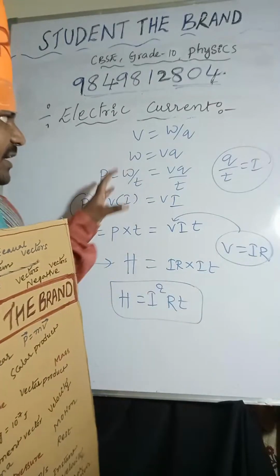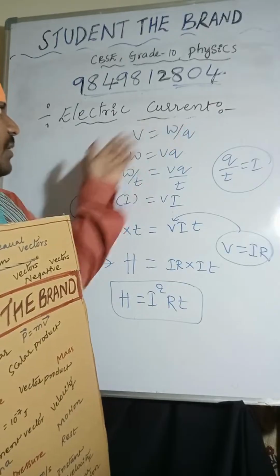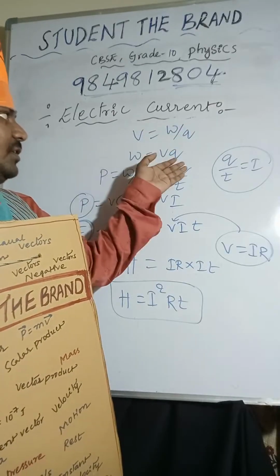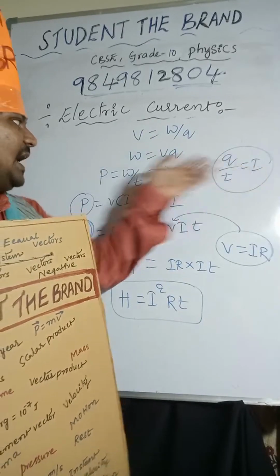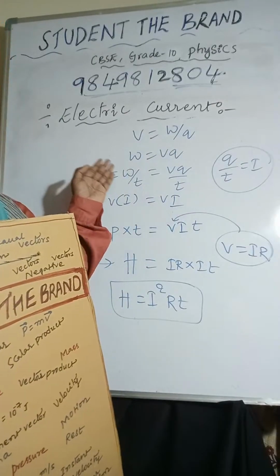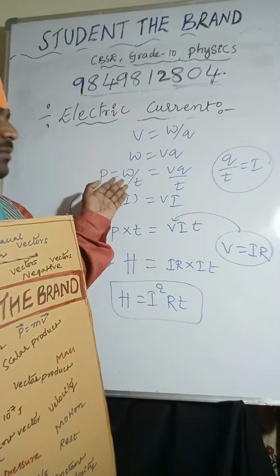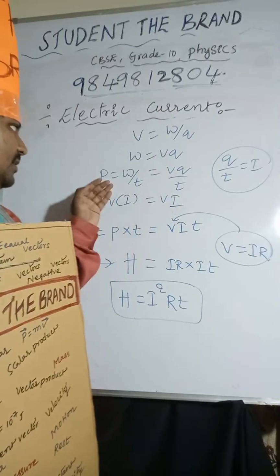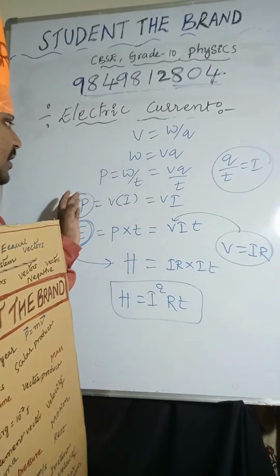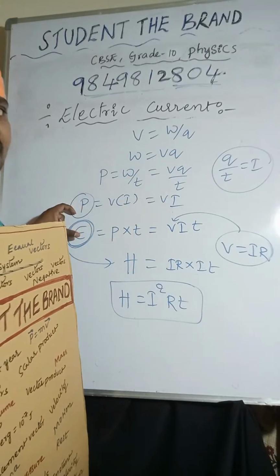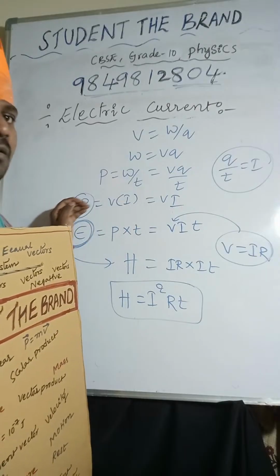I hope it is very clear. V equal to W by Q, so W equal to VQ. Q by T is I. Rate of doing work is called power. P equal to W by T, so VQ by T, and Q by T is I. P equal to VI. Whatever energy is given to the conductor, E equal to PT.